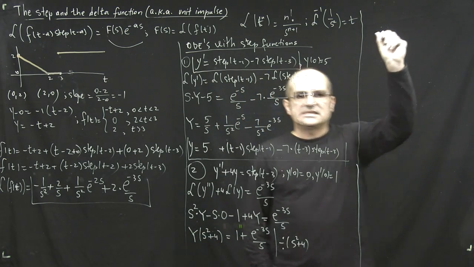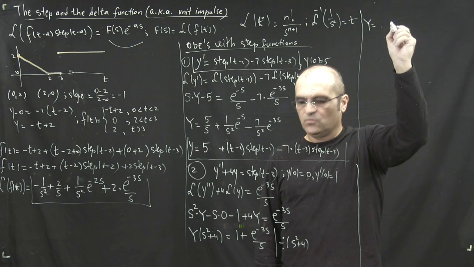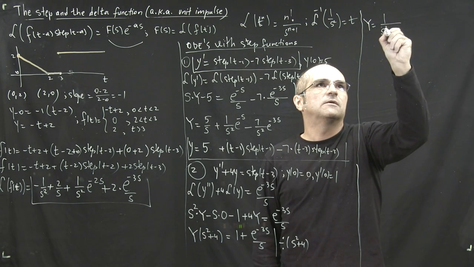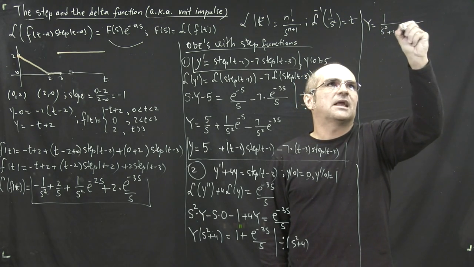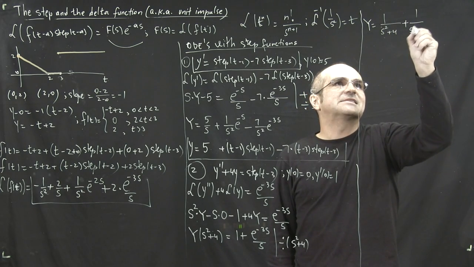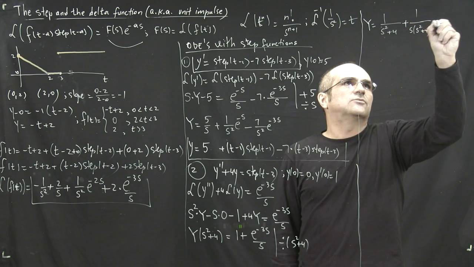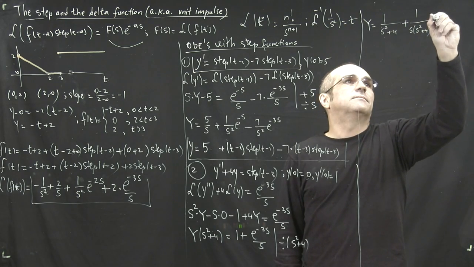So don't rush this example. I have some important comments to make. So big Y is 1 over s squared plus 4 plus 1 over s times quantity s squared plus 4 e to the minus 3s.